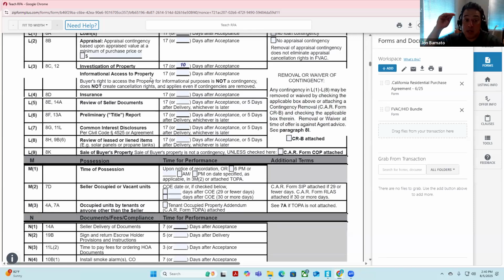So there's a difference between the timeline for investigation and the timeline for the buyer to access the property. Under the contract, say you did a 30-day contract, they would have 17 days to access the property. At that point, the seller could refuse access to the property up to 5 days before close of escrow for the final walkthrough. Make sense? We good?